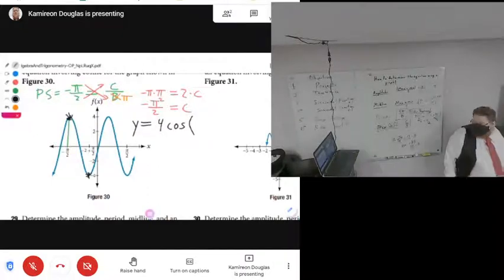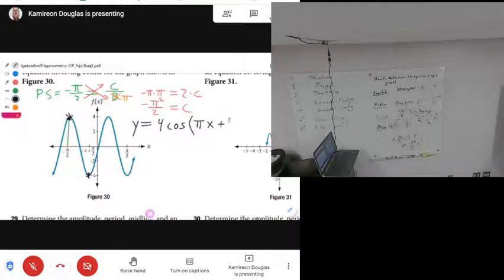Okay. Next would go bx. So b is pi. So pi x minus c. So we do minus. My c value is right here. The c value is negative, so it would be plus pi squared over 2. Plus d. D value is 0. There's our solution.